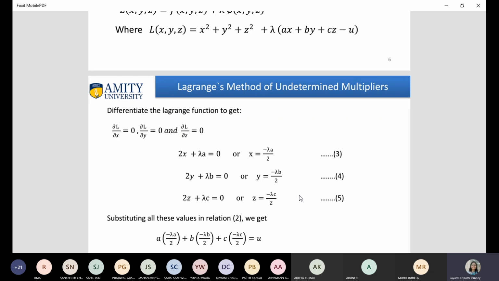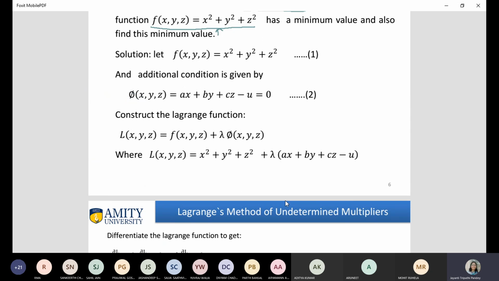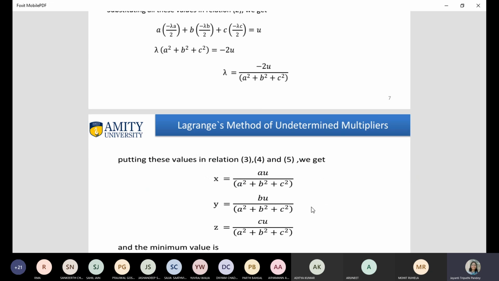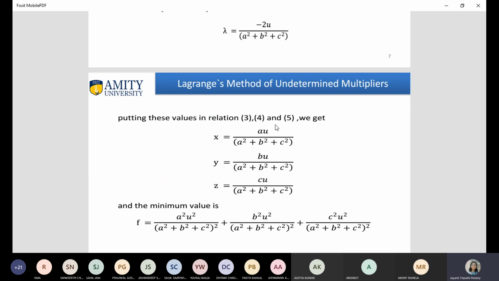So you find X in terms of lambda, Y in terms of lambda, Z in terms of lambda. Then you put these values of X, Y and Z in the condition that is given to you, that is condition 2. Once you put these values, you are able to find lambda like this. And this gives you X, Y and Z.